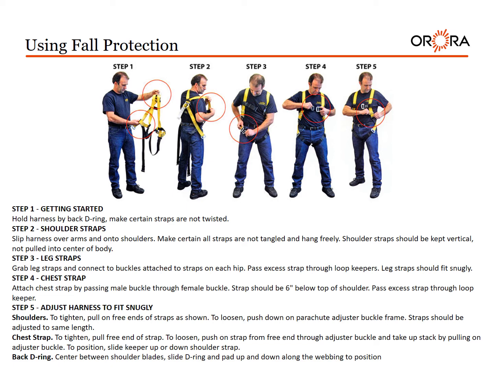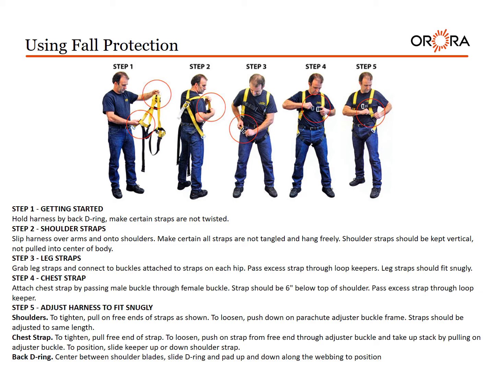Step 3. Leg straps. Grab the leg straps and connect them to the buckles attached to the straps on each hip. Pass excess strap through loop keepers. Leg straps should fit snugly. Step 4. Chest strap. Attach the chest strap by passing the male buckle through the female buckle. The strap should be 6 inches below the top of the shoulder. Pass excess strap through the loop keeper.